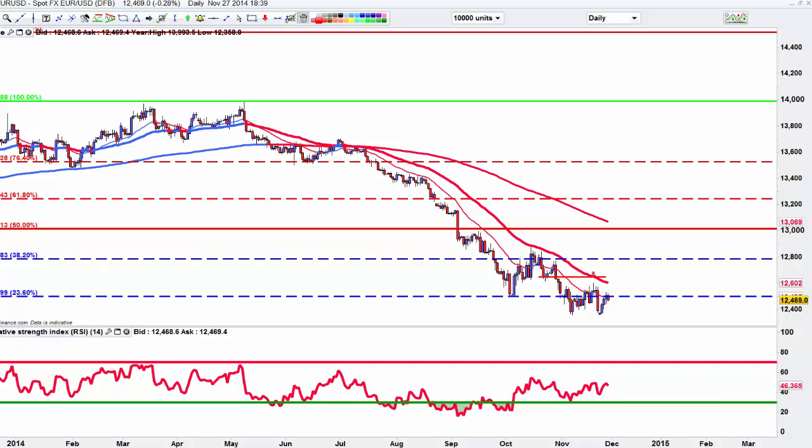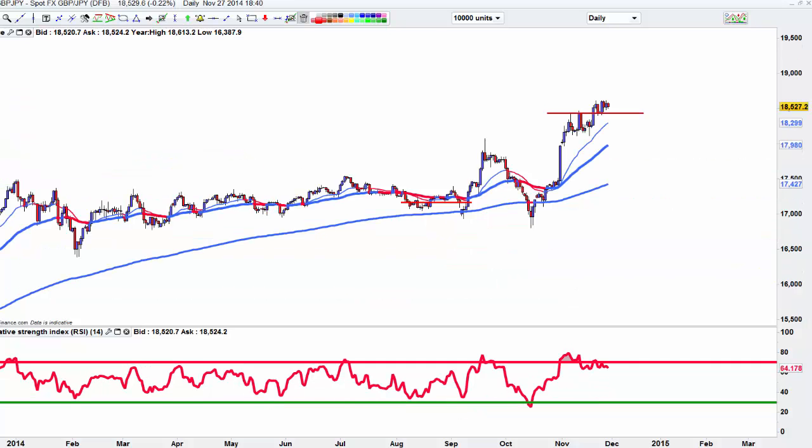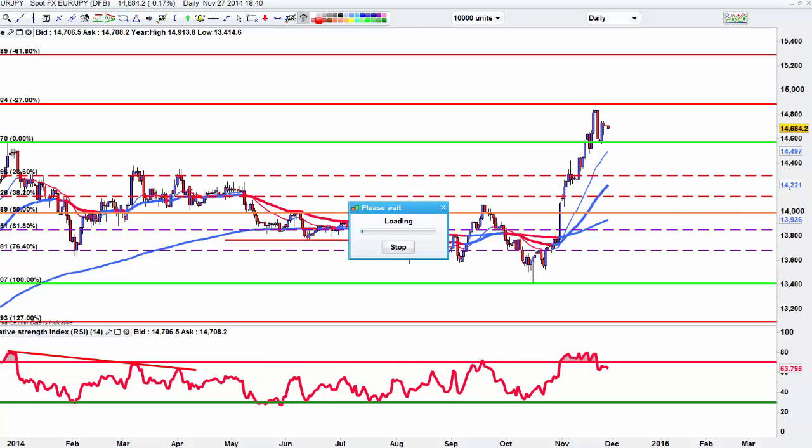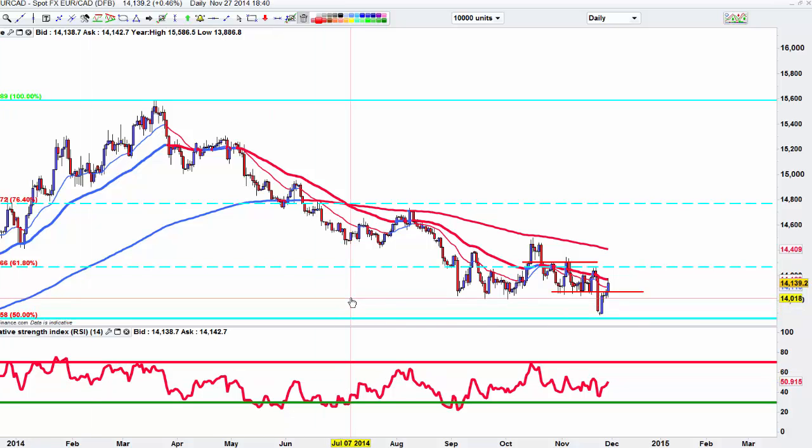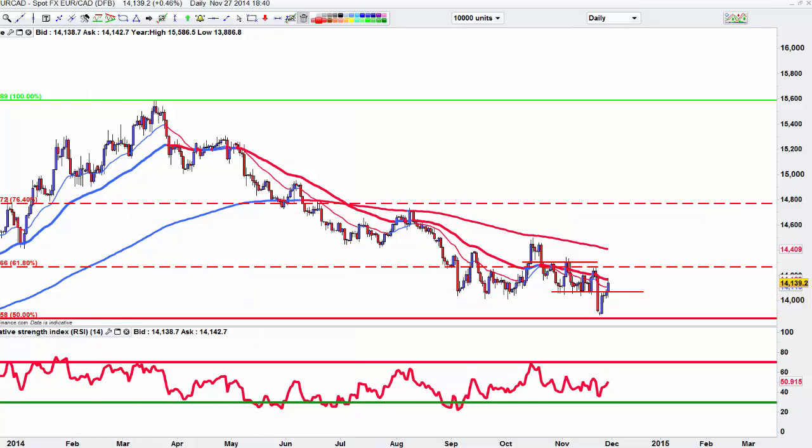Right, pound yen is very, very similar to US dollar yen, but I'm sticking with the dollar. Euro yen is there. Euro CAD had a very sweet move. I've been waiting for this to collapse. Far from it. The low was bought and that ran up.